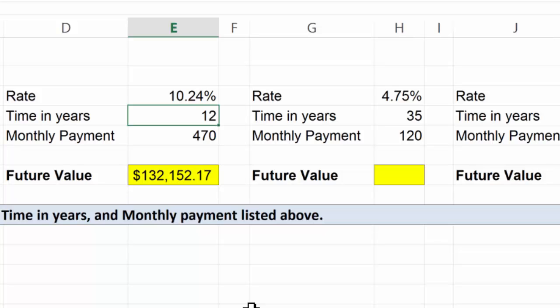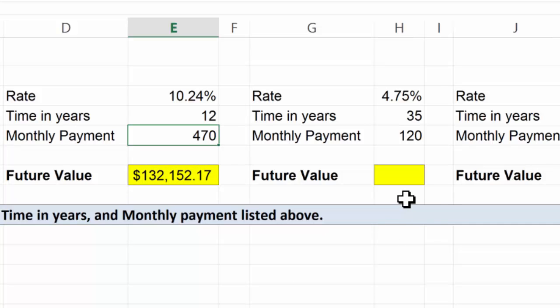Because I reference this cell versus putting in the static value, I can simply change it. Let's see what happens if I double, which means for 24 years I put in 470. Watch what happens to the future value. Wow, it goes up. What are we looking at there? We're looking at the power of compounding our interest.